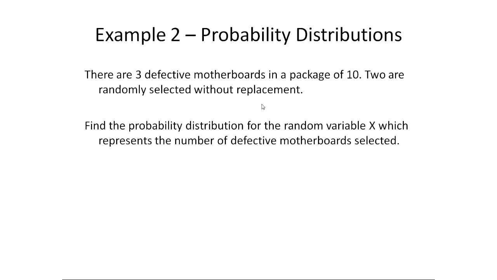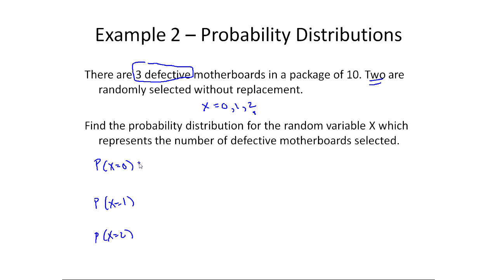The first thing I notice is that our random variable is counting, and so it must be discrete. In fact, if we're picking 2, then the number of defective could be none of them, or 1 of them, or 2 of them. Even though there's 3 in the pack, we're only picking 2, so the most we could get are 2 defective motherboards. A probability distribution is going to be essentially a table, because this is discrete, of values of x and their corresponding probabilities. So what I need to really do is find the probability x equals 0, the probability x equals 1, and the probability x equals 2.